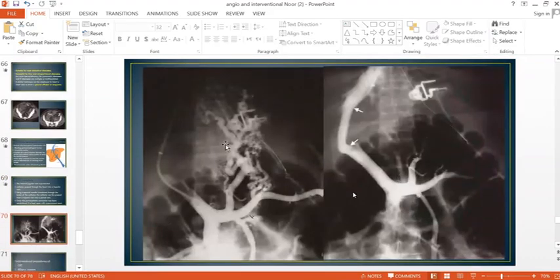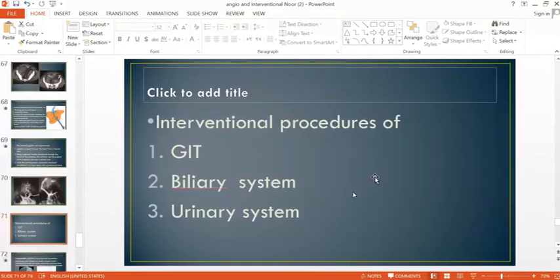So you notice that this is the pre-TIPS varices, before insertion of the TIPS stent, and this is after insertion of TIPS. You notice the lack of varices because there is preferential drainage of blood through the TIPS stent and lack of visualization of the varices.